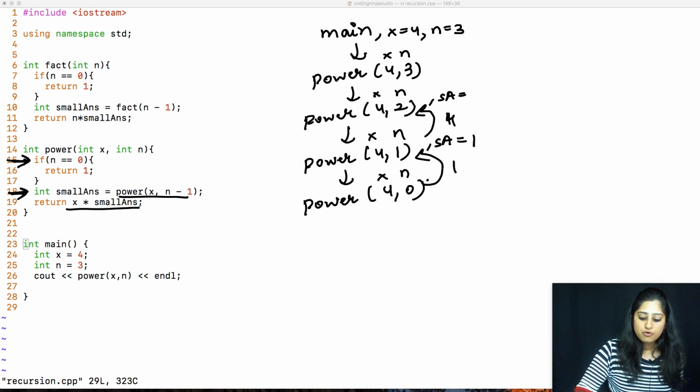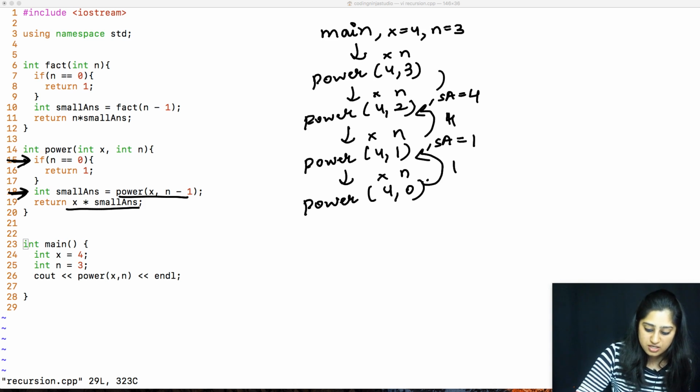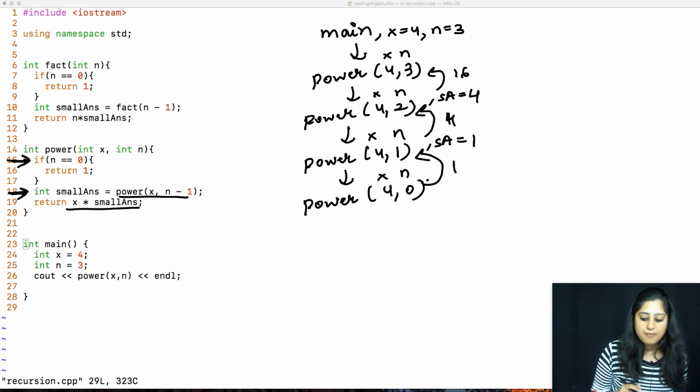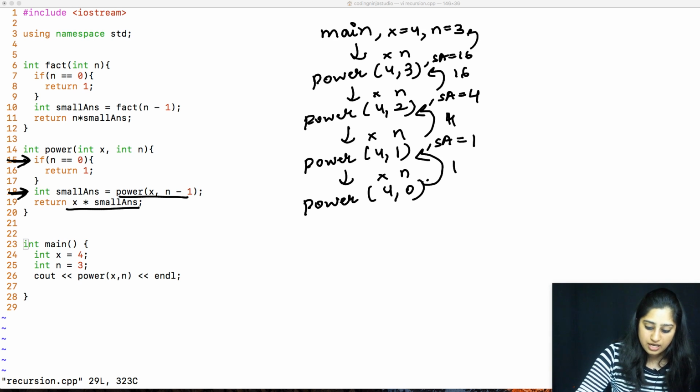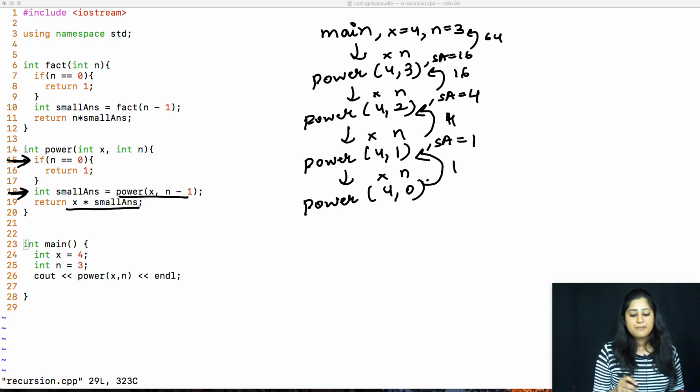Power 4, 2 will now have its small answer as 4. What it will do is multiply x with small answer. So x is 4, 4 cross 4 is 16. It will return 16. Power 4, 3's small answer is now 16. It will multiply x with 16 and return the answer, that is 64, to main. Main will finally print it, and we are done.